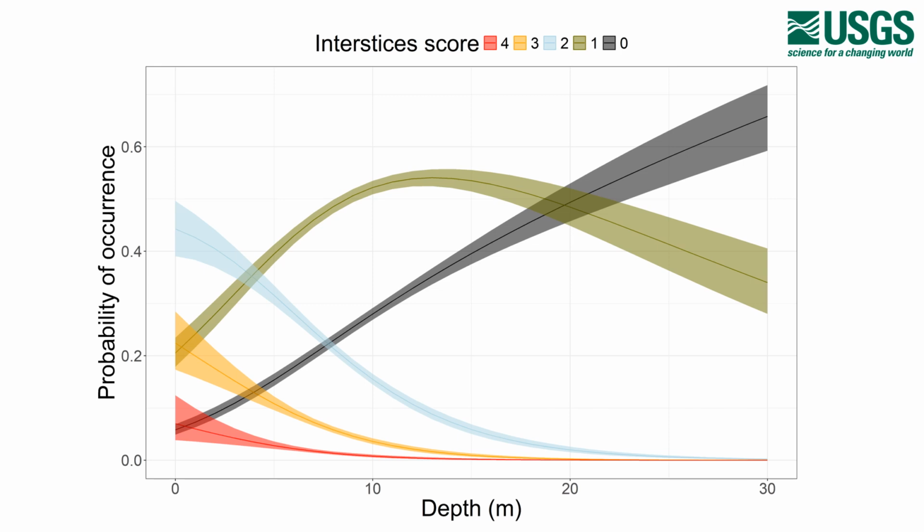So this figure here is another result of a multinomial logistic regression model. Again, this time instead of substrate type, we're looking at our 5 interstitial scores. The key to this figure is really that interstitial grade 4, which is the red, and the interstitial grade 3, which is the orange, generally speaking, have a very low probability of occurrence, but it only gets worse with depth. At 10 meters, our interstitial grade 4 has a near 0% probability of occurrence, and our interstitial grade 3 has maybe a 5% probability of occurrence at 10 meters.